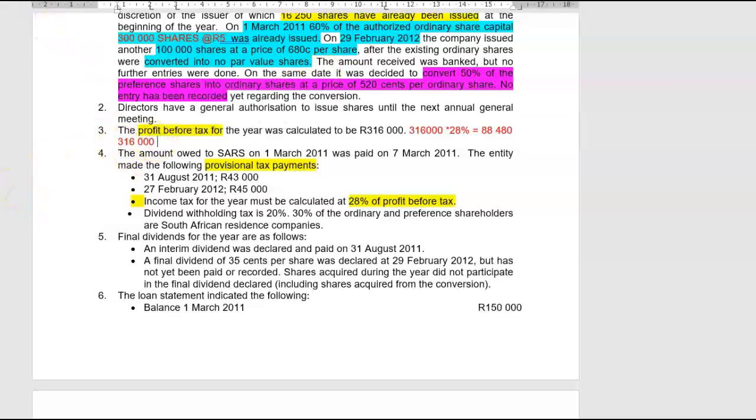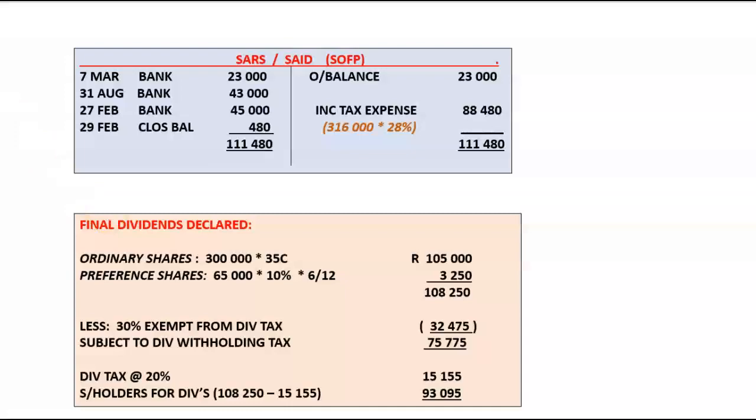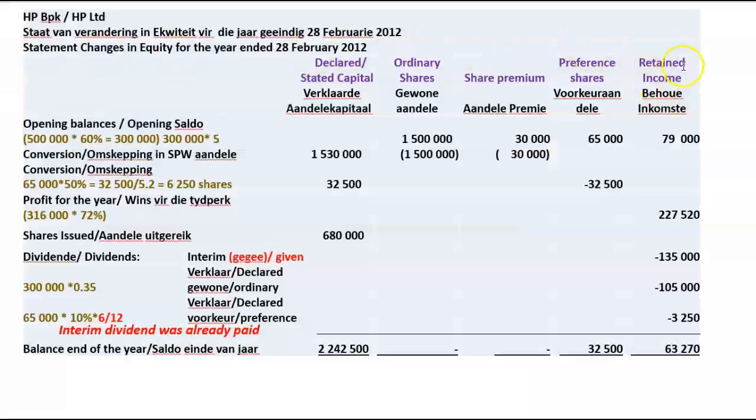You can do it in two ways. You can say multiply it by 72%, and that equals then profit after tax of 227,520, or you could have said 316,000 Rand less 88,480 equals 227,520. What do we do with profit after tax? Profit after tax, we post to our statement of changes in equity, and we're going to increase our retained income with our profit for the year. So profit for the year, there I say 316,000 times 72%, 227,520.